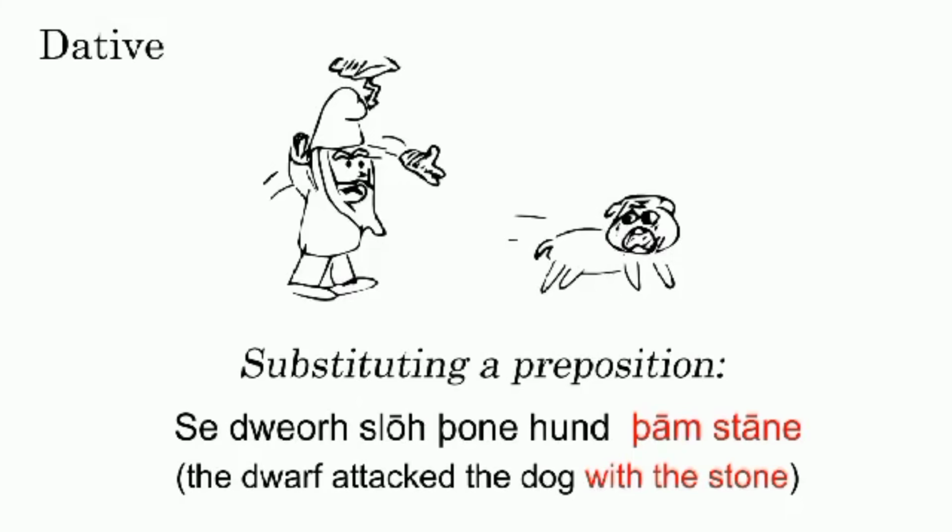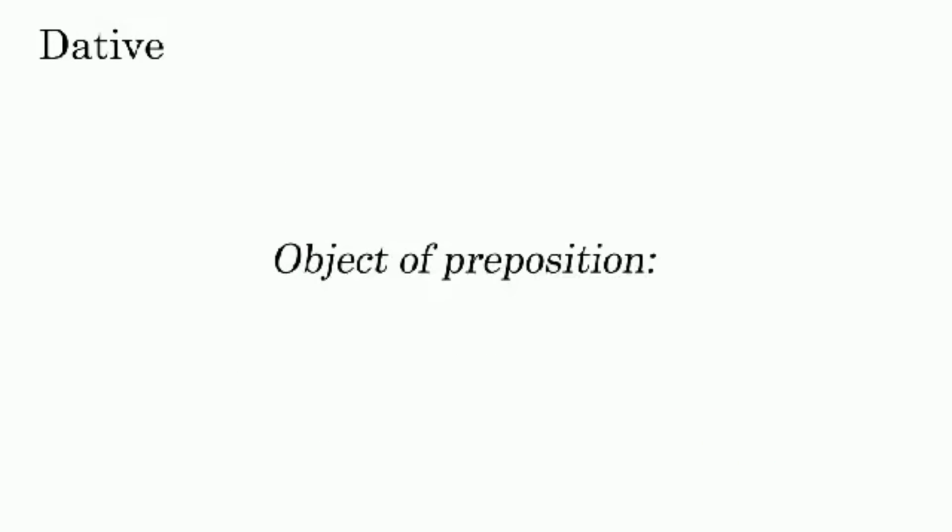Another frequent use of the dative case is as the object of prepositions. For example, "to þæm tune," to the town.